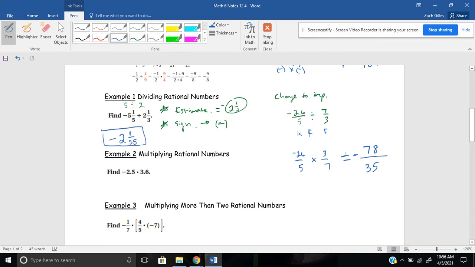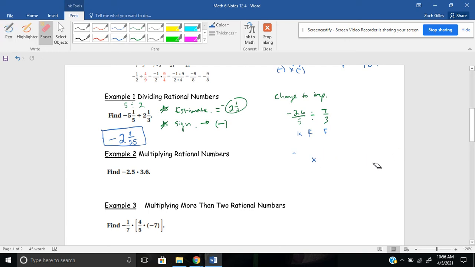Coming back up here, my sign is negative. And am I close to 2.5? Well, definitely, if this were a few more 35ths, then I'd be really close to 2.5. So that's definitely reasonable. That makes sense. And I'm good to go. Let me know if you have questions on example 1 at all.